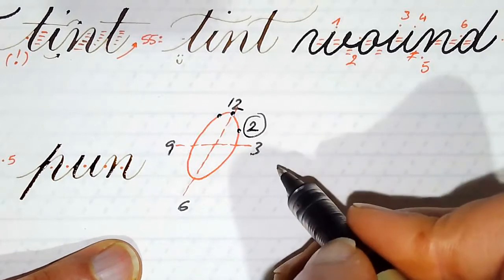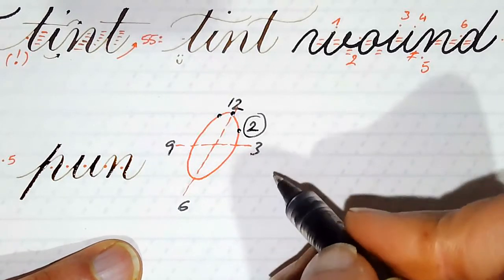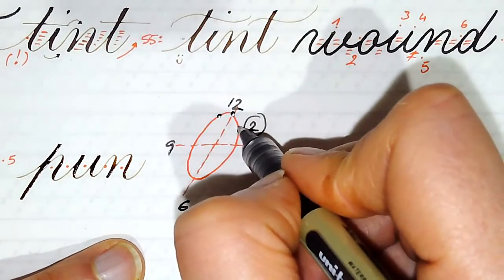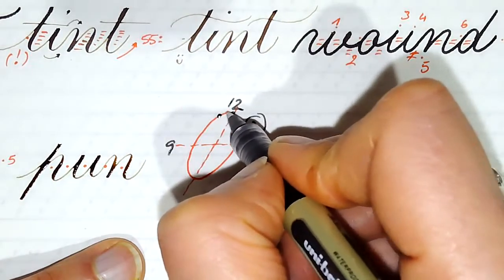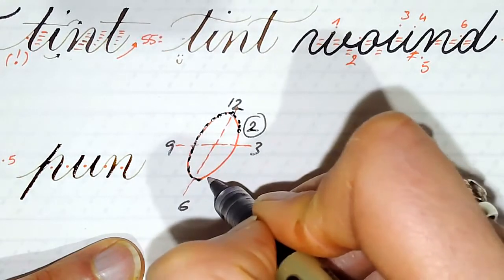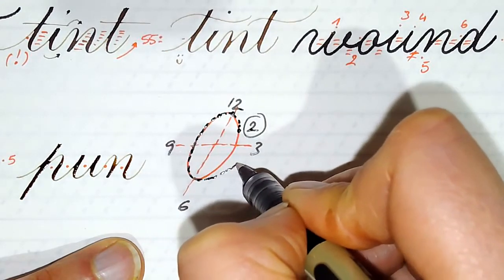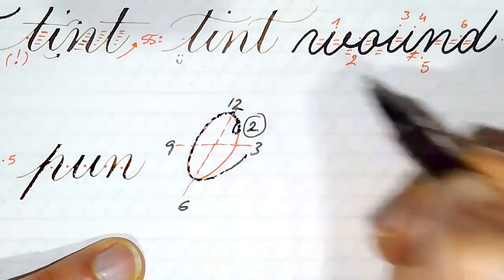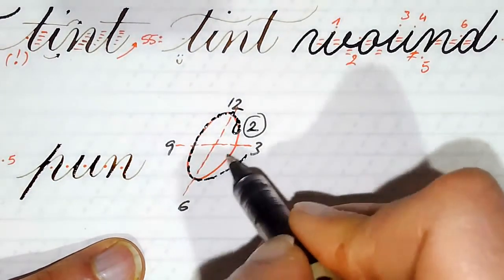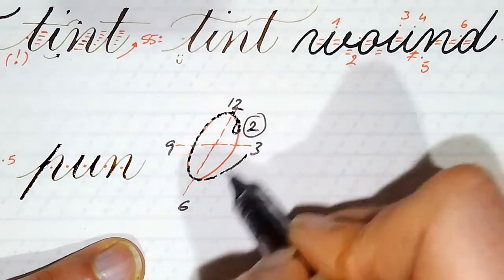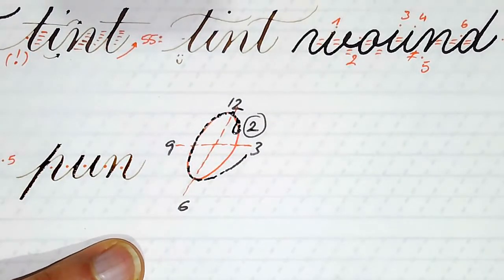To start with letter C, exactly the same as letter O, this is the starting point. So I'm going up, I'm going around, obviously applying pressure on the downstroke, and then I'm going to open up the arm and leave this oval open because this is a letter C, not a letter O. The difference between C's and O's is that the C is an open oval and the O is a closed, enclosed oval. So let's go with the C's.